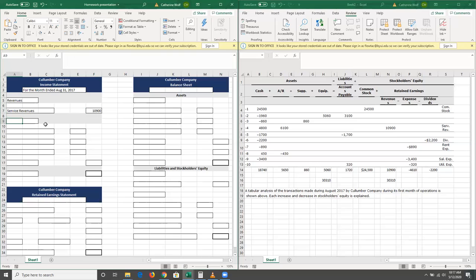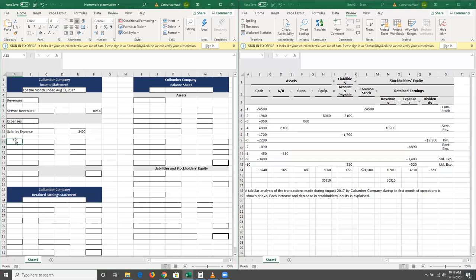The next item on our income statement is going to be expenses. Now, if we look over here, we have a few different expenses. We have our rent, we have our salary, and we have our utilities. I'm going to put the salaries expense first. And that, as you can see, is $3,400.